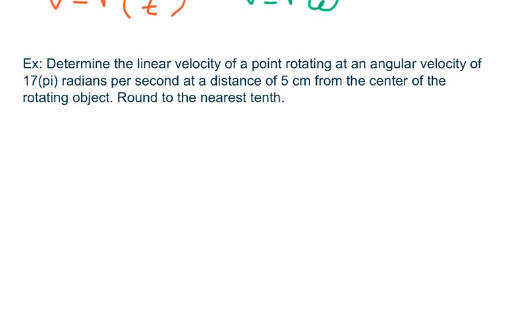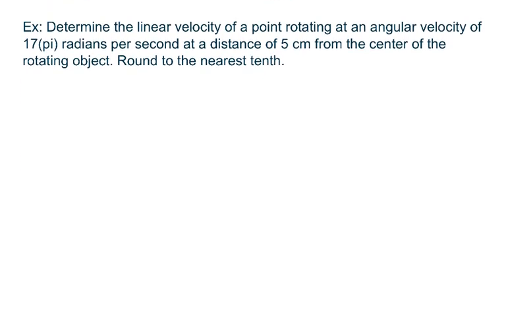So, determine the linear velocity of a point rotating at an angular velocity of 17 pi radians per second. I don't have a pi button on my keyboard when I type this out, so I just wrote pi. So we're rotating at 17 pi radians per second at a distance of 5 centimeters from the center of the rotating object. So that is our radius here. That's going to be important. We're supposed to find the linear velocity of that point on that circle rounded to the nearest tenth.